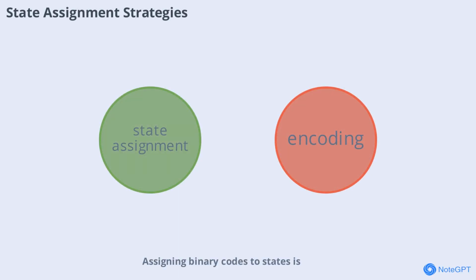Assigning binary codes to states is an important step in sequential circuit design. The choice of state assignment can affect the complexity of the resulting logic. Common strategies include binary, gray code, and one-hot encoding. Each has its advantages depending on the application and design constraints.